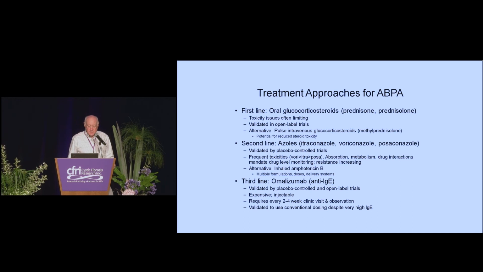Now, ABPA is something that requires different treatments. These were again developed back in the 1960s, starting with cortisone-type drugs, steroids. We still use those as the front line of therapy. But we know that chronic use of steroids is really troublesome, particularly because we need to give long courses for this problem, and that results in a lot of side effects. There are studies that have validated the use of steroids, again going back over decades.